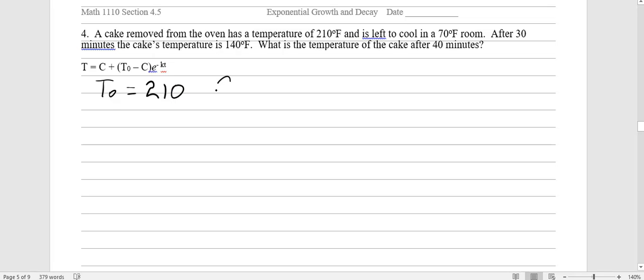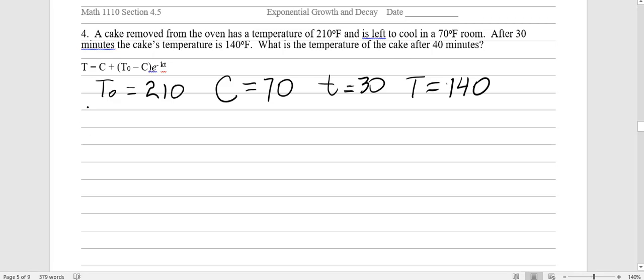The room, which we know, the surrounding air temperature, C, is 70 degrees Fahrenheit. After 30 minutes, the cake's temperature has cooled to 140 degrees. So little t is 30, time is in minutes. And the temperature achieved for this part of the problem is 140 degrees Fahrenheit.